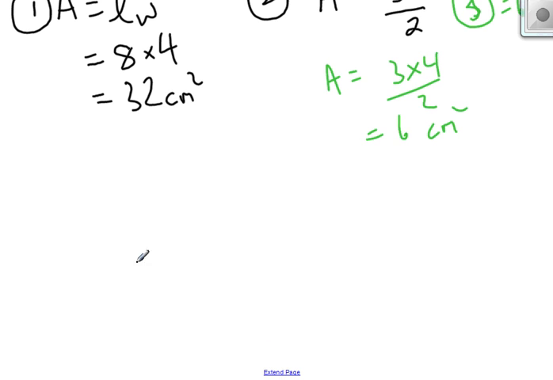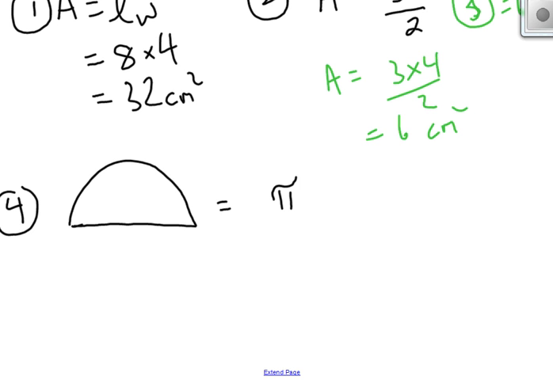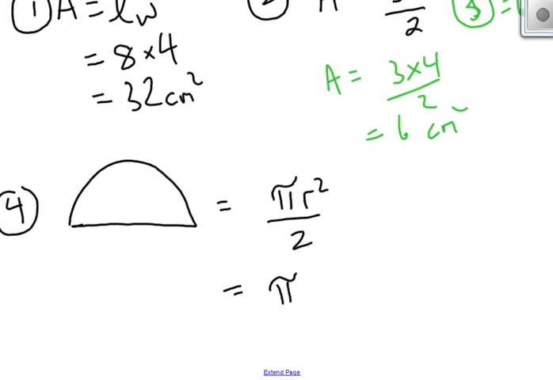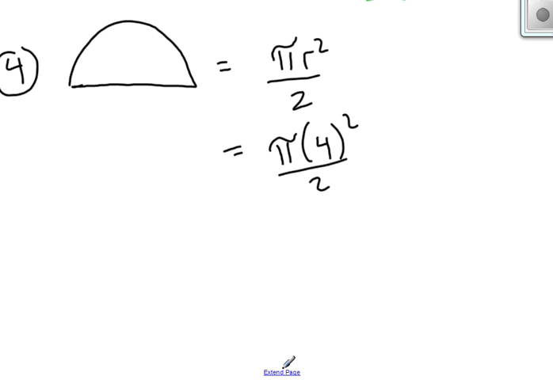So the fourth shape is going to be the semicircle, and again, that's half a circle. So the area of a semicircle is pi r squared divided by 2. So it's a circle divided by 2. And all I need to know is the radius of the circle, and we've looked at that a lot. The radius of the circle was 4 centimeters. So pi times 4 squared divided by 2. So in your calculator, round to 1 decimal place.